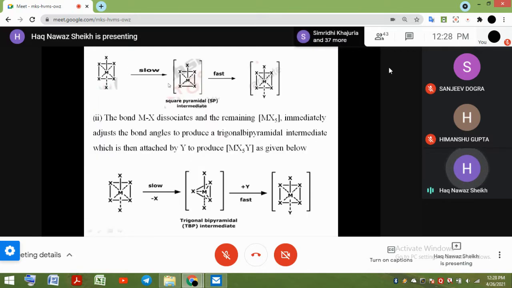This is an octahedron, then one of the ligands leaves, and then in the fastest step, the M-X bond dissociates, and the remaining MX5 adjusts the bond angle to produce a trigonal bipyramidal geometry. So the second type of intermediate in the dissociative mechanism is trigonal bipyramidal. If this is the intermediate, then there will not be retention of the configuration. If you start with cis, you may have the trans as well as cis isomer in the product. Similarly, if you start with trans, you may have a mixture of cis and trans in the product.